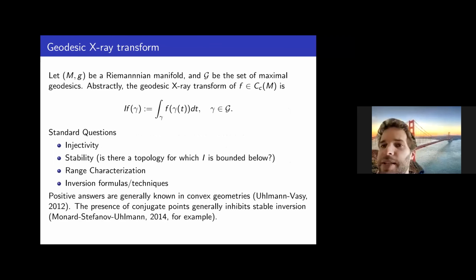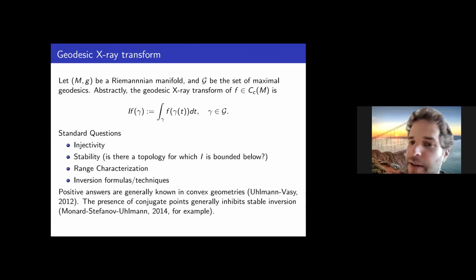So generally speaking, on Riemannian manifolds, the question of injectivity of X-ray transforms is generally yes, whenever our geometry has a lot of convexity, and in particular, whenever this geometry has a lack of conjugate points. So conjugate points are generally bad for inversion.